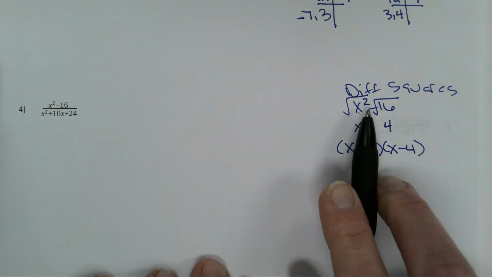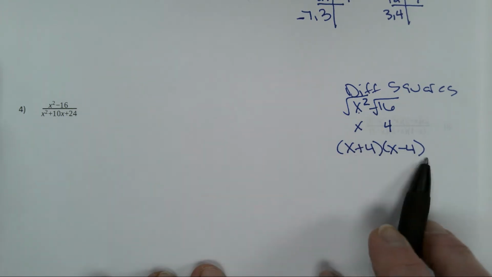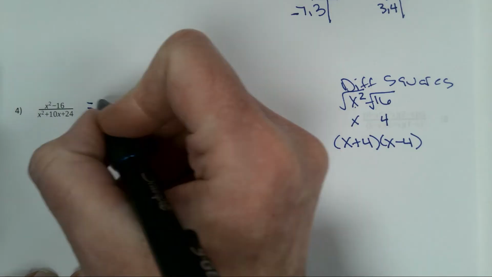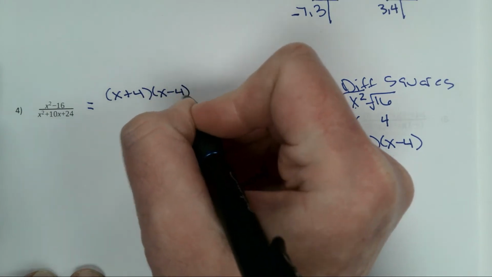So anytime you have two perfect squares and there's no middle term, this factors, they're both the same, but one is a plus and one is a minus. So my numerator factors as x plus 4, x minus 4.